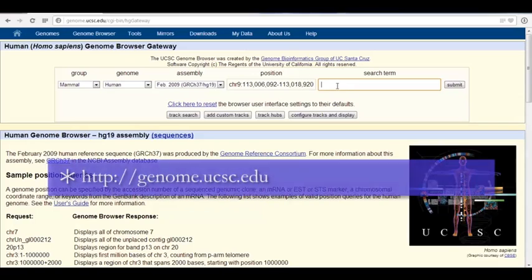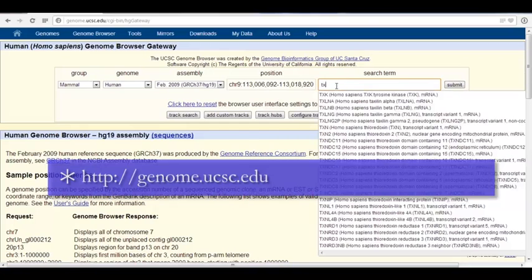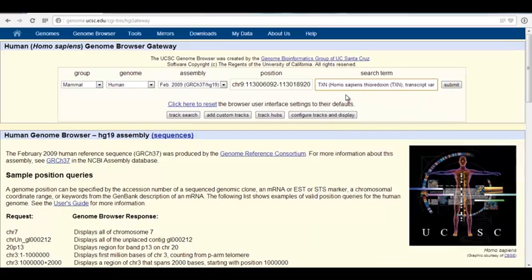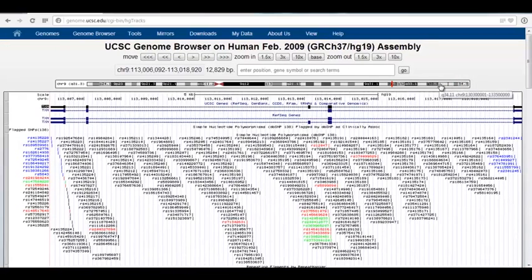First, we are going to take a look at this particular gene in the UCSC genome browser. So I'm going to just type in TXN. That gets me Homo sapiens thioredoxin. I configured the view to show the gene structures. If you look at RefSeq genes, you will see two different transcript variants. The arrows point to the left.